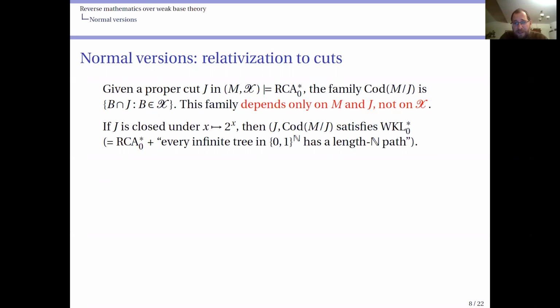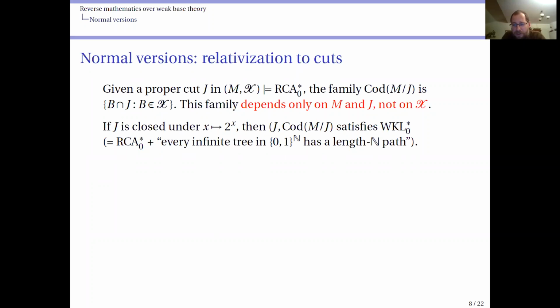And this family, cod M over J, forms something like a second order part. It consists of subsets of J, so it makes sense to consider it as a second order part of a model with first order part J. And if J happens to be closed not just under successor, but also under the exponential function, then J with this family of coded sets actually satisfies our base theory again, RC0 star.